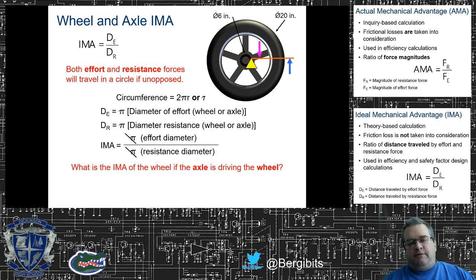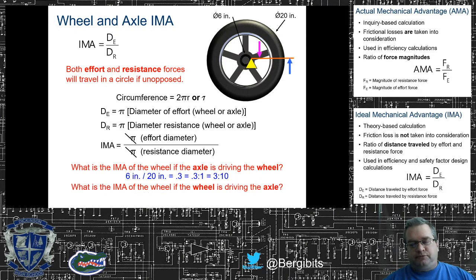What is the IMA of the wheel if the axle is driving the wheel? The effort is going to be purple, resistance is going to be blue. So it's going to be 6 divided by 20, which equals 0.3, and then we just move the decimal one to the right, and that's a 3 to 10 ratio. What is the IMA of the wheel if the wheel is driving the axle? Then we just switch the values, and it's 20 divided by 6, which equals 3.33.